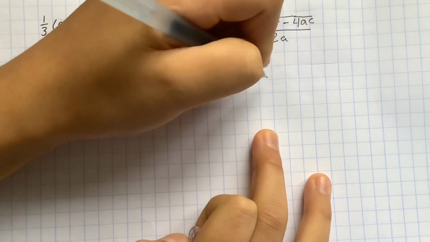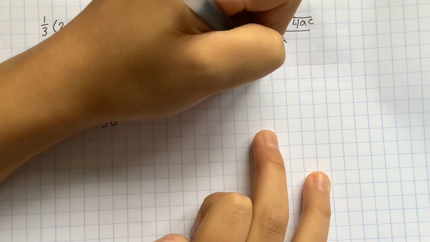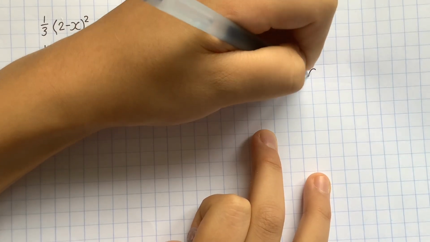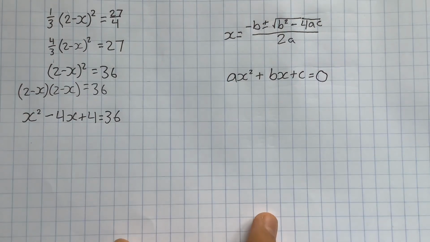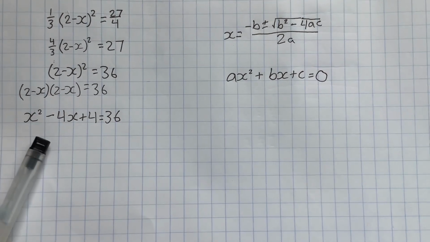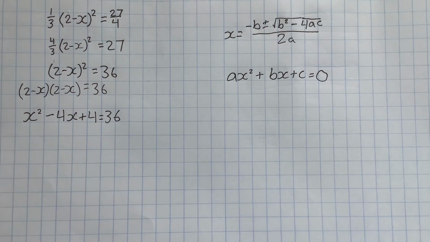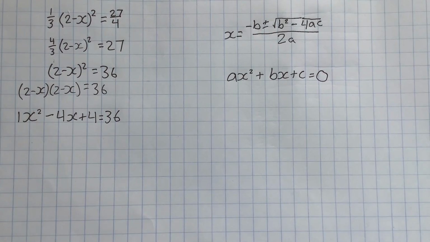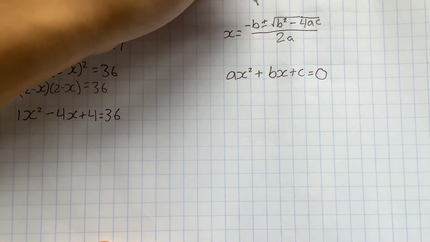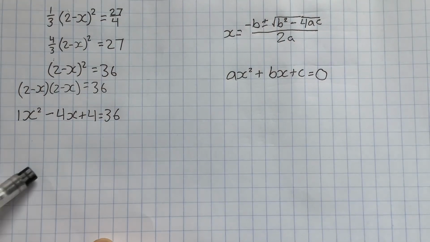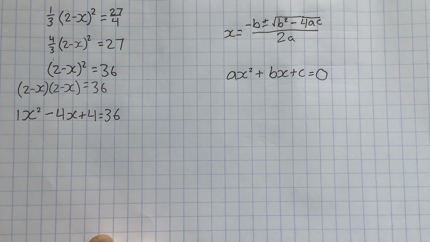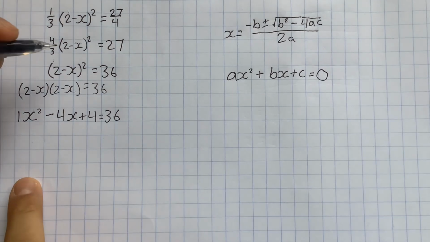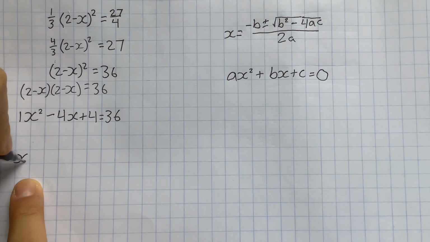ax squared plus bx plus c is equal to 0. Now, we can compare this to our equation that we got here, and we know that this has a coefficient 1. So now we can go back to the quadratic formula, and we can plug in all of the numbers, substitute, there we go, to get this.